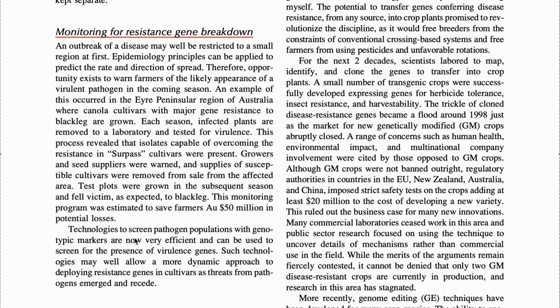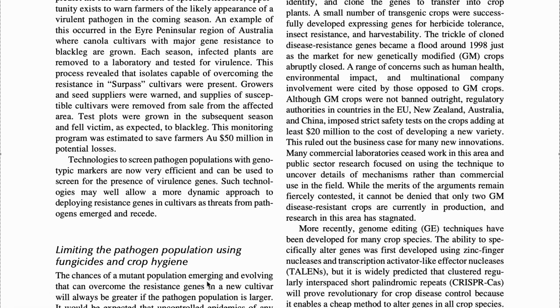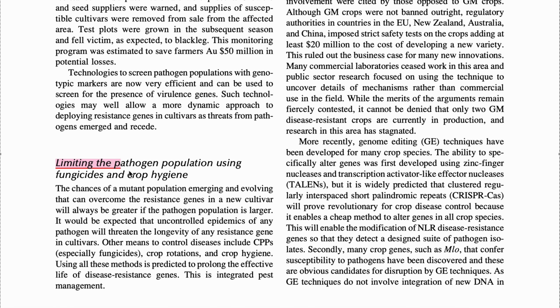Technologies to screen pathogen populations with genotypic markers are now very efficient and can be used to screen for the presence of virulent genes. Such technologies may well allow a more dynamic approach to deploying resistance genes in cultivars as threats from pathogens emerge and recede. Next is limiting the pathogen population using fungicide and crop hygiene.